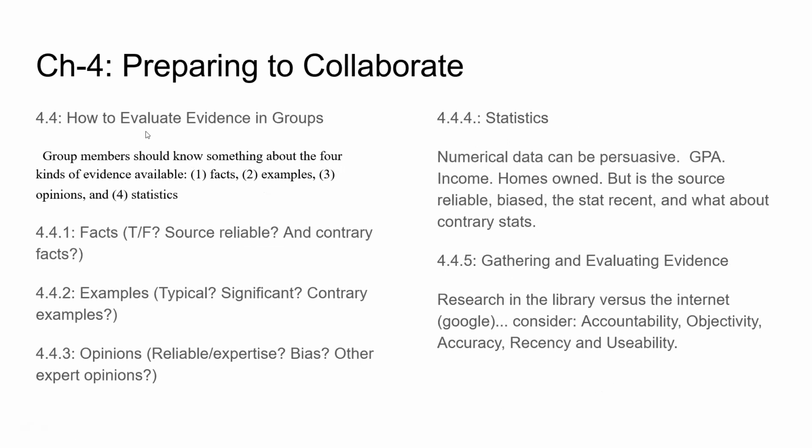Okay, 4.4.4, how to evaluate evidence in groups. So you're doing your research. We have to make sure we can do good research, and our group mates can do good research as well, so we can help everybody with that by checking. Group members should know something about the 4 kinds of evidence available. Number 1 are facts. Number 2 are examples. Number 3 are opinions. And number 4 are statistics.